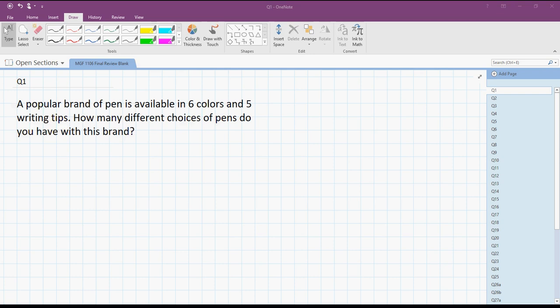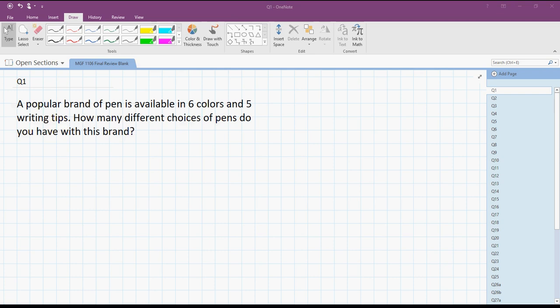Okay? So the very first thing that I taught you guys in class was all about the fundamental counting principle. That's exactly what this question is. It says a popular brand of pen is available in 6 colors and 5 writing tips. How many different choices of pens do you have with this brand?